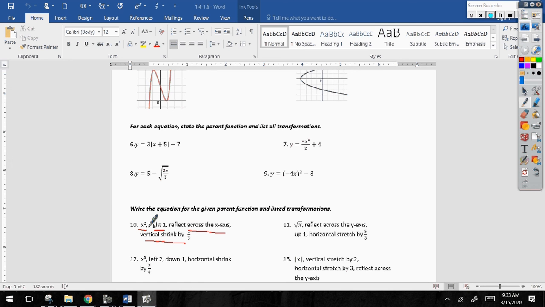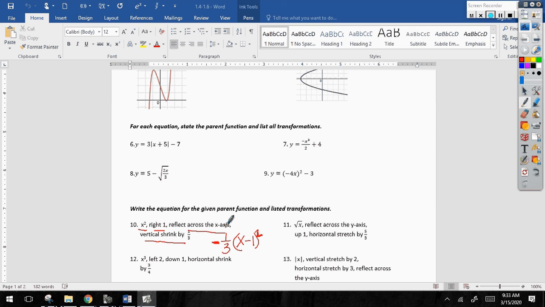And then right 1, that's going to be just hooked to x, right? So the right one, I'm going to start out this way. That'll move me right one. Reflect across x means my negative needs to be in front of the whole equation, but I also need a 1/3 out here because that is going to vertically shrink my entire equation there.